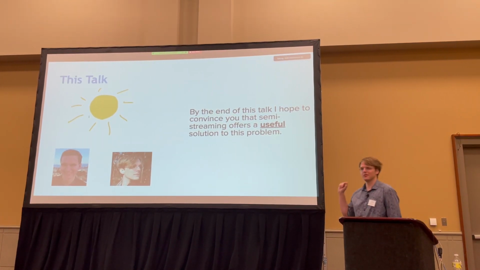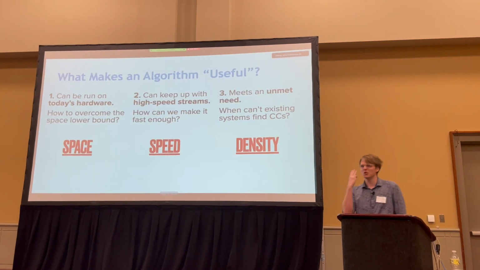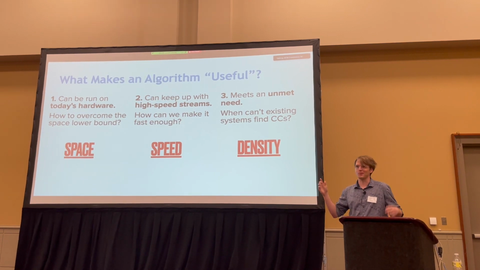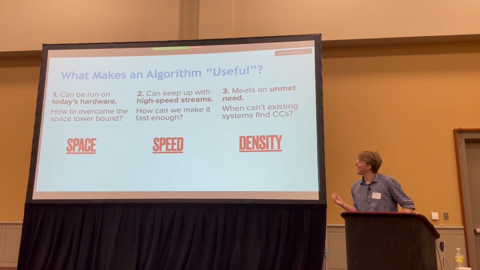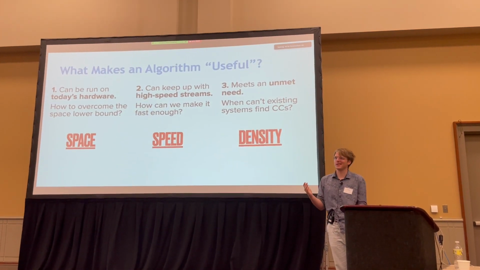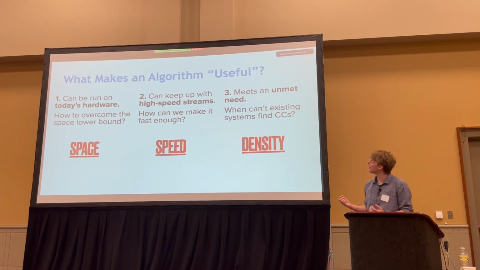So what do I mean by useful? Because useful can mean a lot of things. Well, I'm going to be very specific for the purposes of this talk. Useful means three things. First, for an algorithm to be useful, we have to be able to run it on today's hardware, right? Otherwise, what are we doing with it? And so in this case, the key word here is space. As I just mentioned before, this lower bound means that this algorithm appears to require a lot of space. How can we get it to run on modern systems?